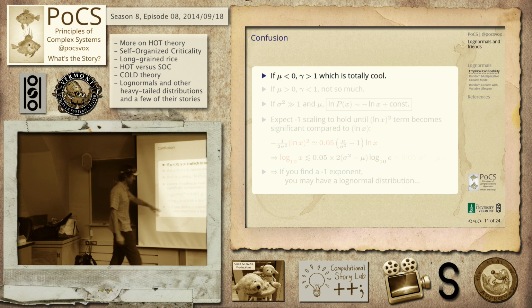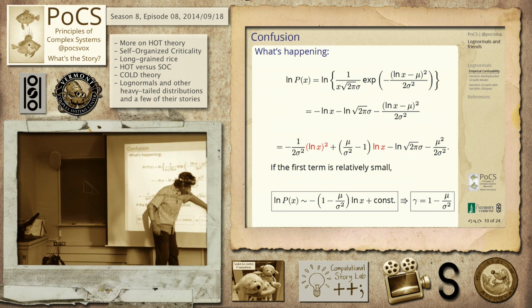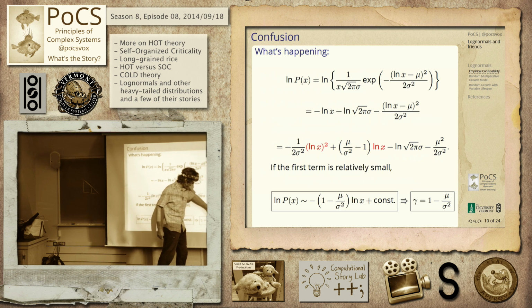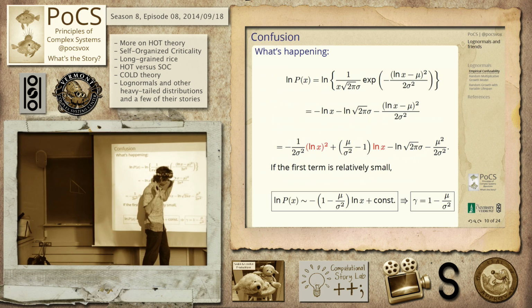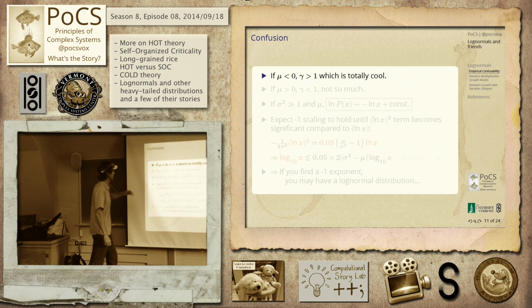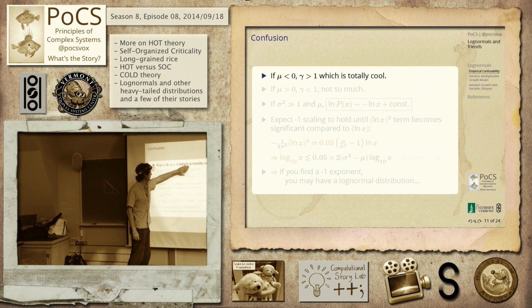Right, let's look at what we have. So we can't have gamma less than 1. That's bad. It's an unnormalizable distribution. That's one of the first things we looked at. So mu can be 0, or I mean, it can't quite be 0. It can be up to something close to 0, but it can be negative. Okay, so that's all right. So mu negative is fine.